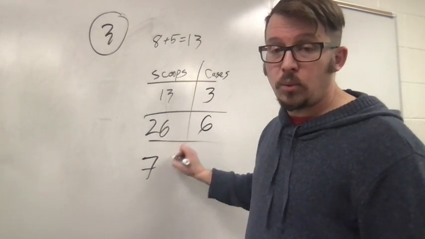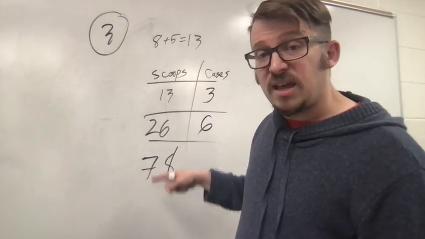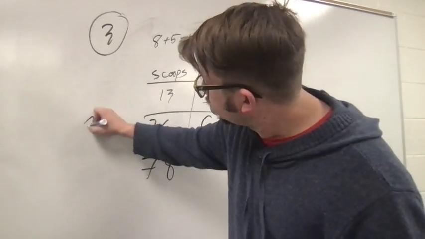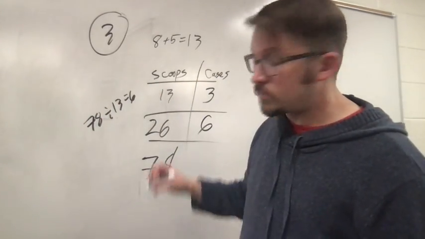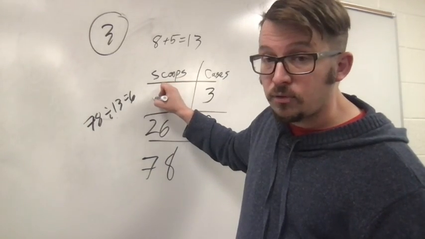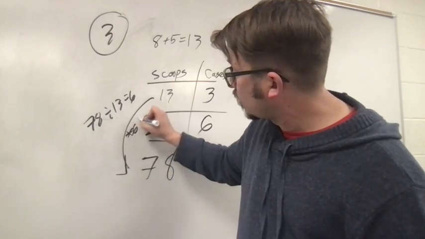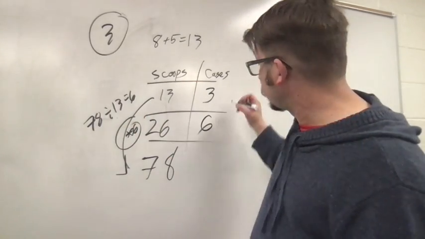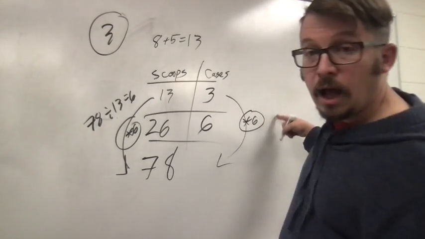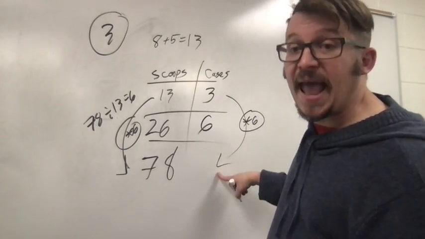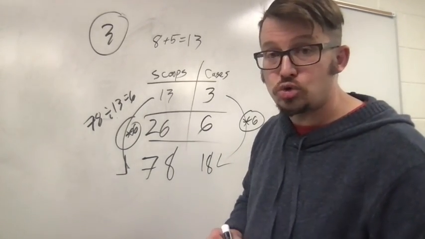We really want to know what we can make with 78 scoops of stuff. 78 divided by 13 is 6. That means if I go from 13 to 78, I'm multiplying by 6. I'll multiply by 6. 3 times 6 is 18. 18 is, in fact, the answer. That's answer choice D.